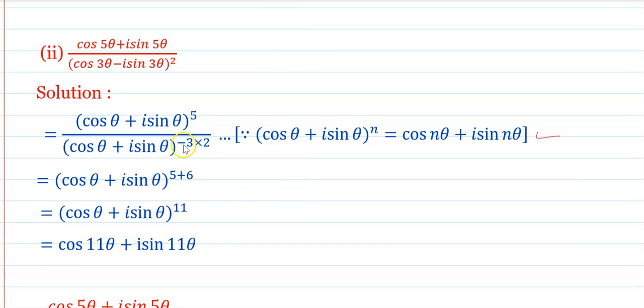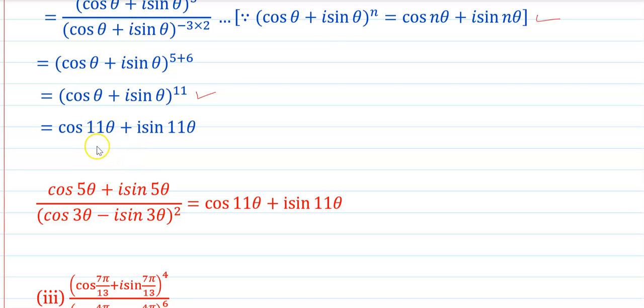Next, minus 3 into 2, then you will get 6, and by using the law of indices, here 5 minus (minus 6) will become plus 6, 5 plus 6 you will get 11, and therefore (cos θ + i sin θ) is equal to 11. Again, by the formula (cos θ + i sin θ) raised to n is equal to cos nθ + i sin nθ, and hence the result cos 11θ + i sin 11θ is proved here.